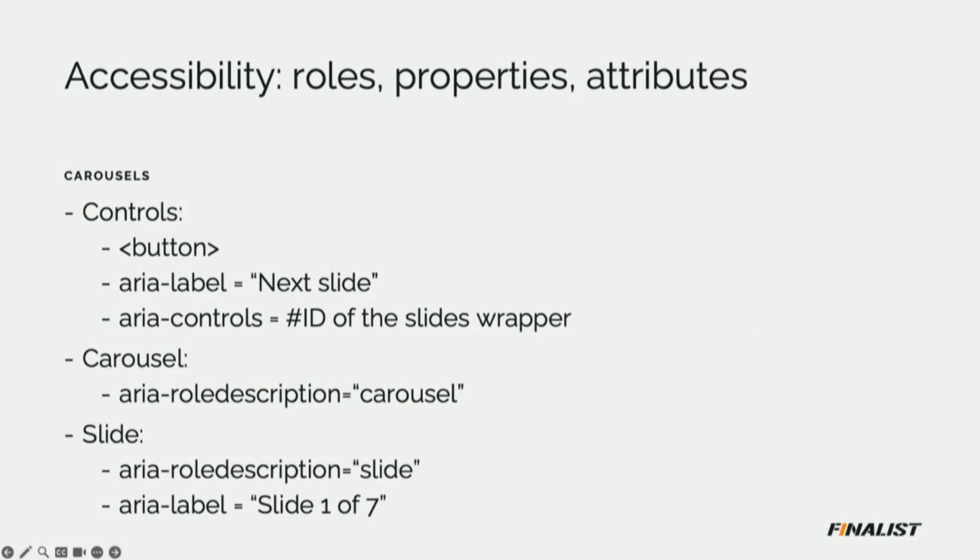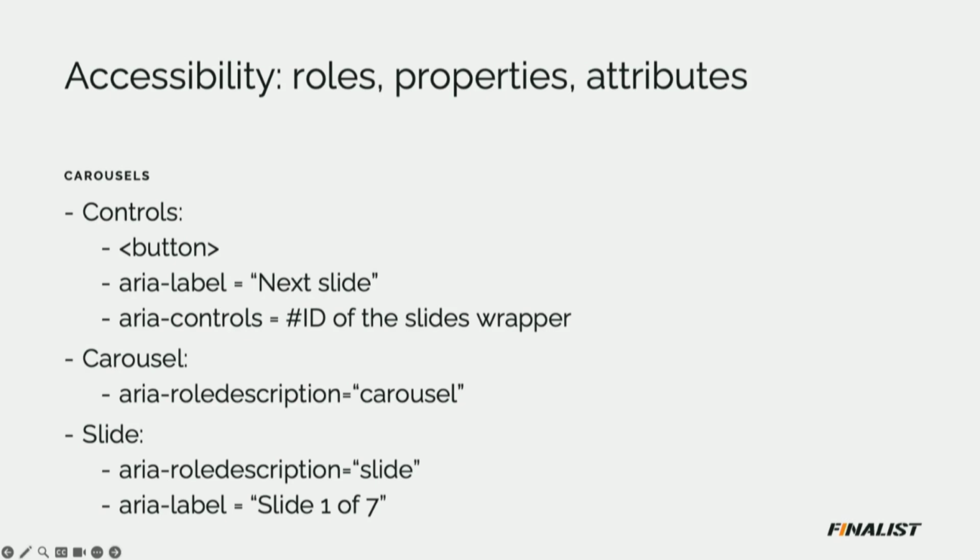Then for the markup, the controls, so the next and previous buttons, should use the button element, and they should have the aria-label attribute explaining what the button is about, and the aria-controls attribute to explain which part of the website is being controlled with this button. It should point to the ID of the wrapper that's around the slides.